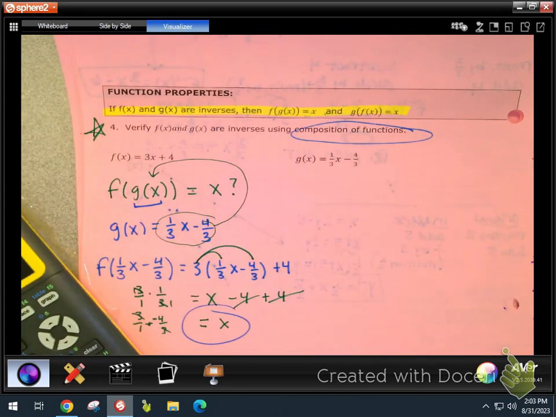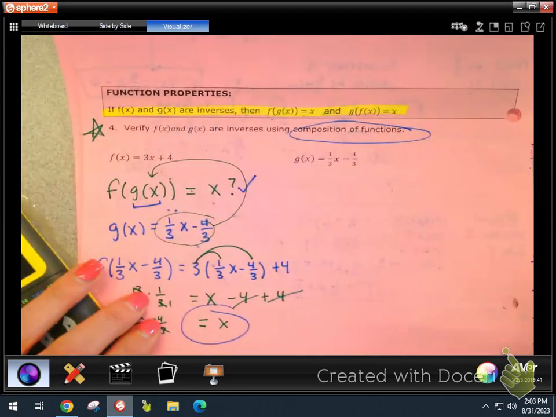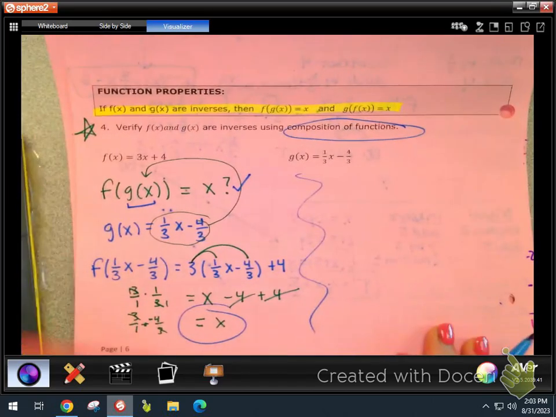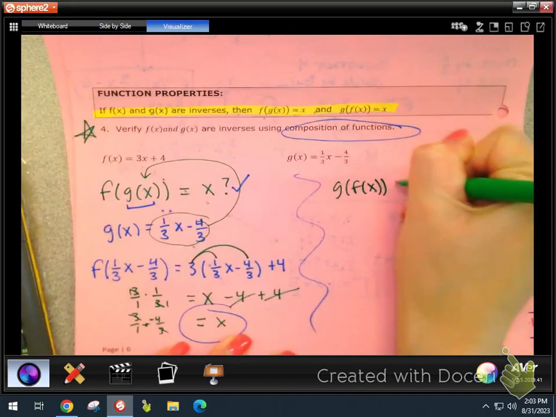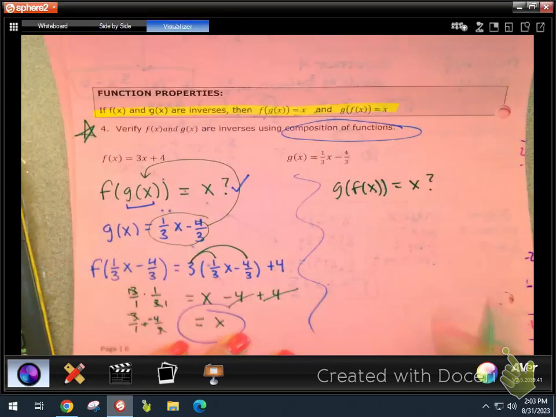Why are we halfway there? Because f of g of x equals x, right? This is the goal. If you get anything that is not x, it's not going to work. But we have to try the other way around. Okay? So this is a check. Now we have to try the other side. g of f of x. Is that equal to x? That is the question.